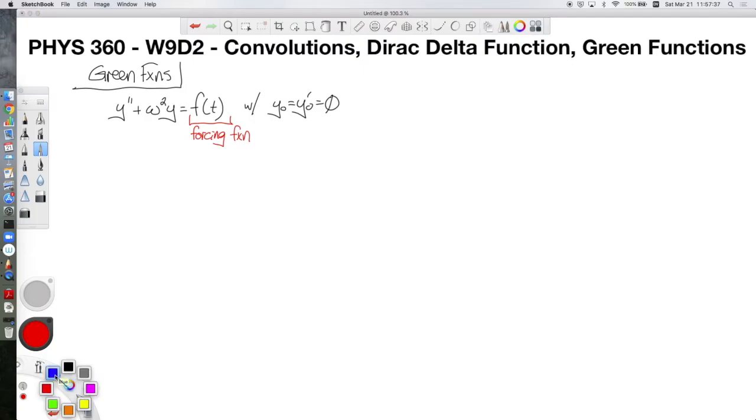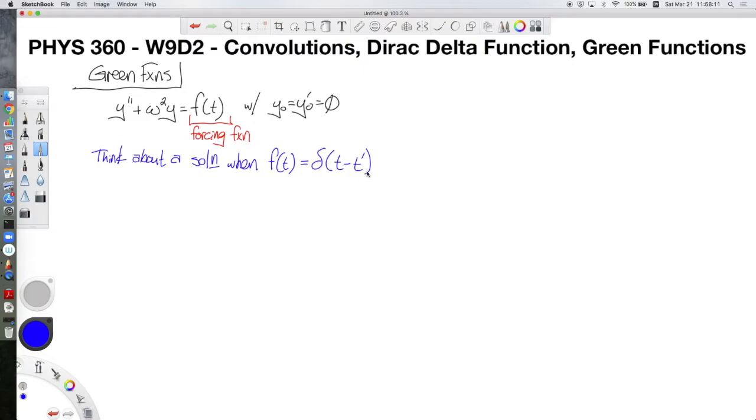So the first thing we're going to do is think about some solution to this equation when f of t is equal to a unit impulse delivered at time t equals t prime. And the solution to this is called a Green's function.